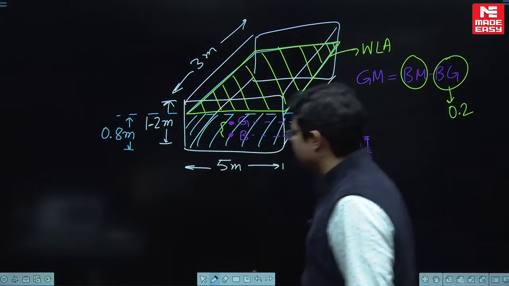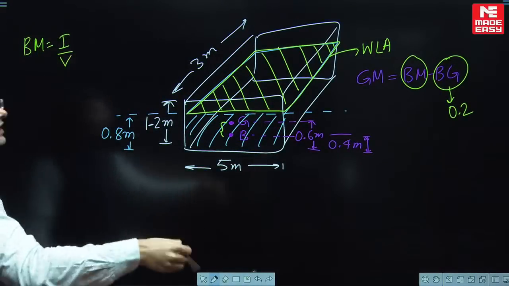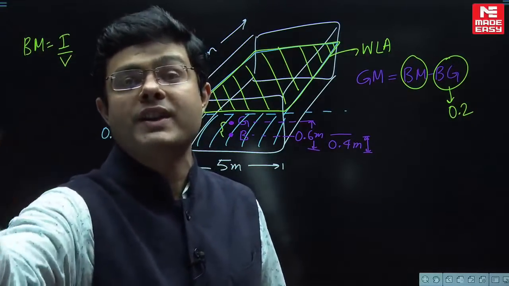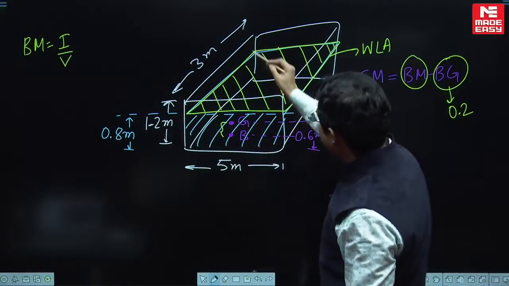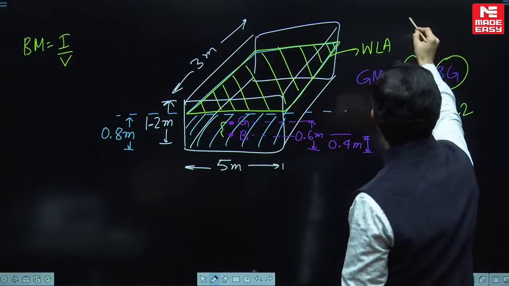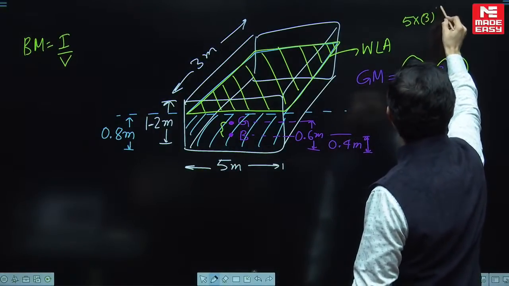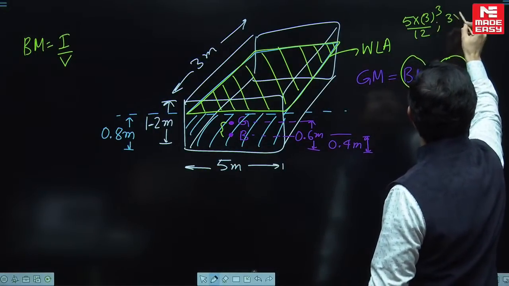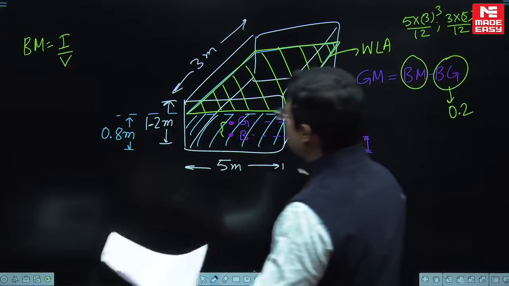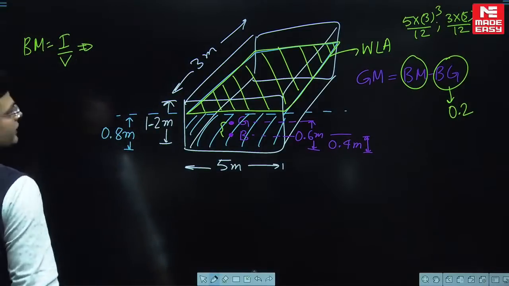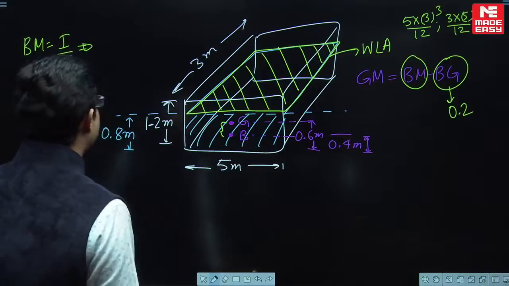Now next is what? BM is I by V, which is the least moment of inertia of the surface formed at the free surface, or the waterline area. Waterline area is a rectangle. For this rectangle the sides are 3 and 5. So there will be 2 moment of inertias for this rectangle. What are those 2 moment of inertias? 5 into 3 cube divided by 12 and 3 into 5 cube divided by 12. Clear guys? Wonderful. Which one will you take? You will take the least moment of inertia. So least moment of inertia out of these is going to be 5 into 3 cube by 12.